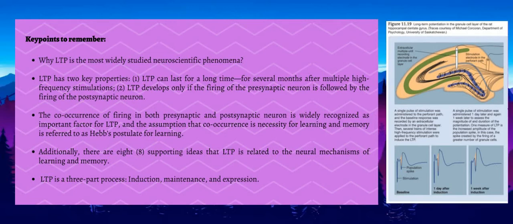And first, what they did is they stimulated the perforant pathway and recorded the response from dentate gyrus granule cells. So the perforant pathway comes from the entorhinal cortex to the hippocampus, and as I have said, the responses were recorded from the granule cells when they were stimulating the perforant path.